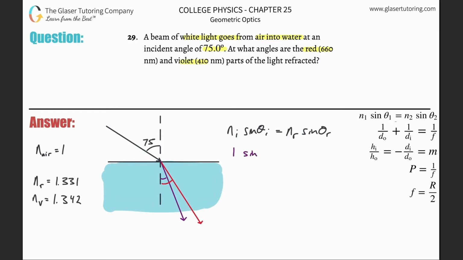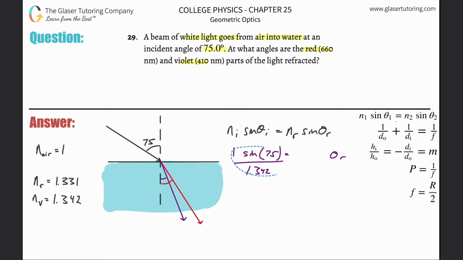Multiplied by the sine of that incident angle of 75, that will equal the index of refraction of the violet light in the water, so that's now 1.342 times the sine of the angle of refraction. Simply divide this value over, and then you're left with sine of theta, but you have to take the inverse sine to get rid of it. So you have to do that to both sides.